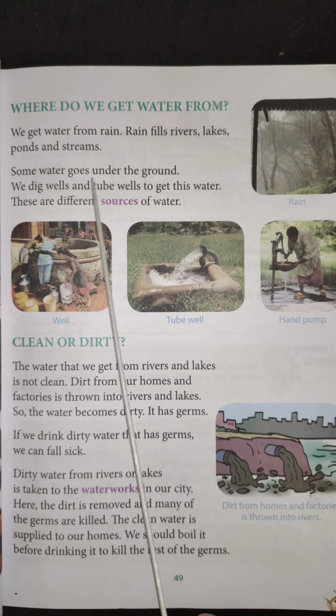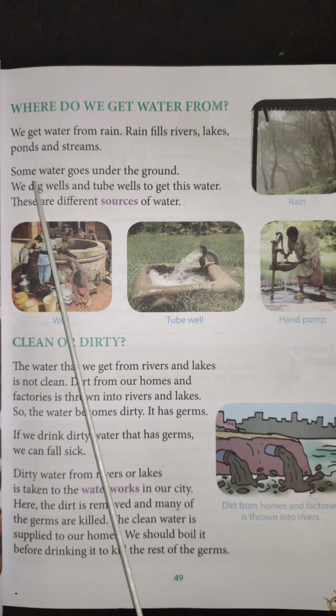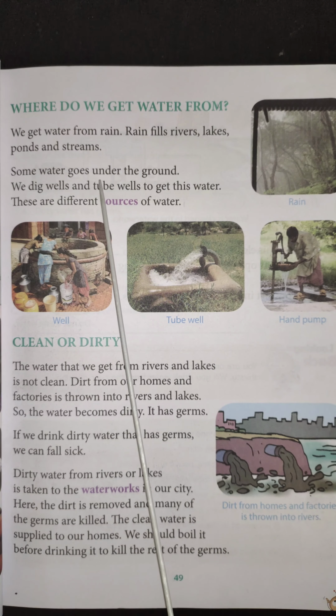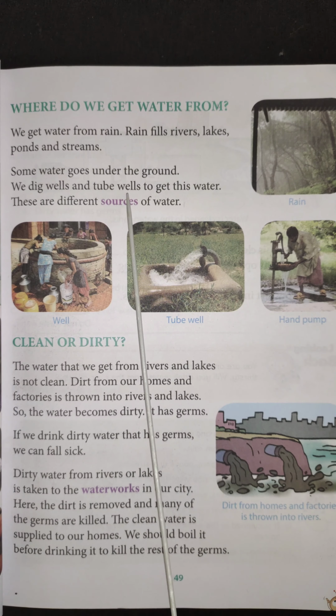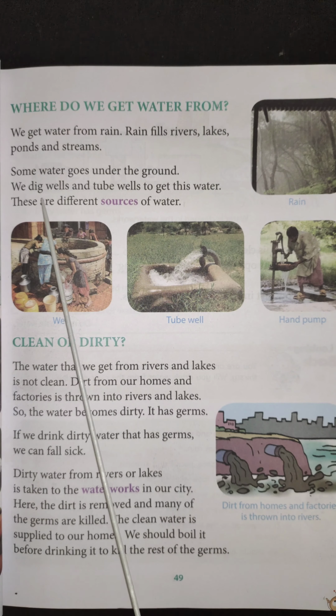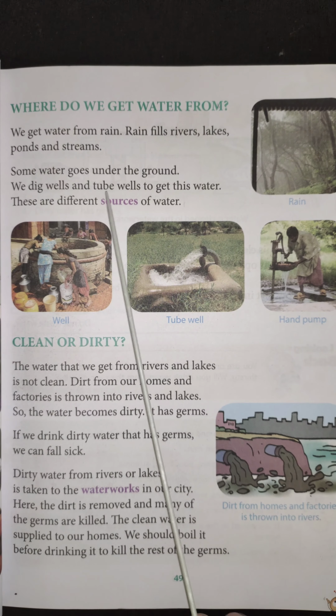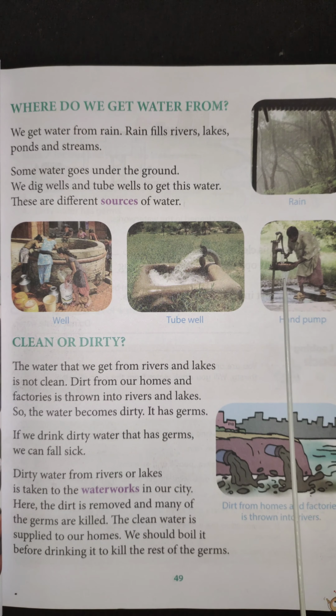Some water goes under the ground. So whenever it rains, some percentage of water will go underground. We dig wells and tube wells to get this water. The water that is stored underground, we can utilize it only when we dig wells as well as when we take tube well. Tube well means bore well. You can see, to the tube well itself they have placed a hand pump.